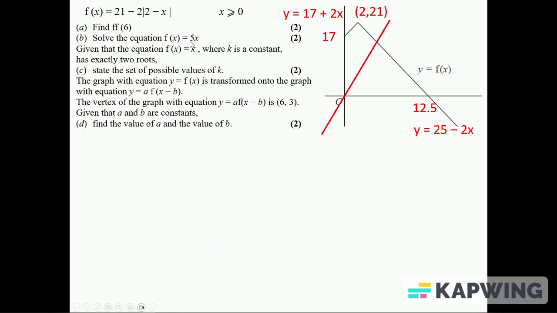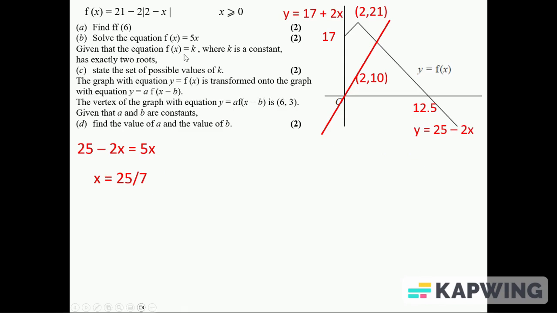Part b says solve the equation f of x equals 5x. That's a line through the origin. If I think about where 2 is on the graph, it'll have coordinates (2, 10), which is lower than (2, 21). So this line is only going to hit this part of the graph, the 25 minus 2x. So I put 5x equal to 25 minus 2x, giving me x is 25 over 7.